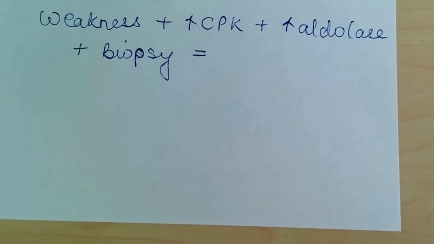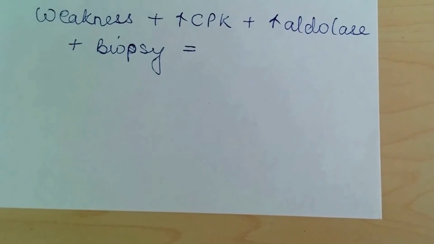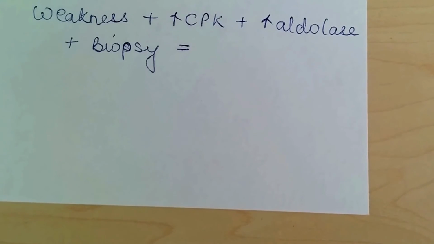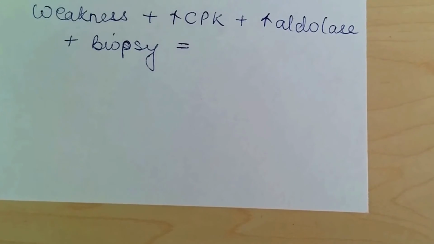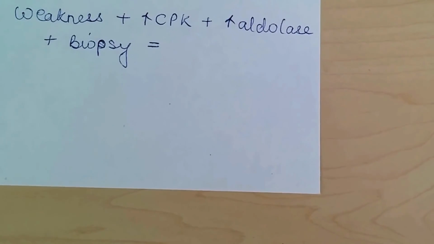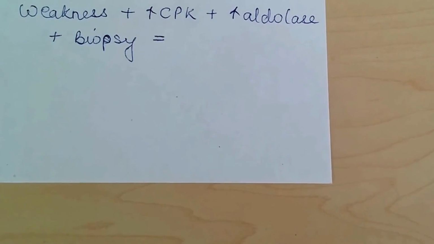What is weakness plus increased CPK plus increased aldolase, and the biopsy is positive? The answer is polymyositis because the patient has increased CPK and aldolase, and the biopsy will show inflammation.